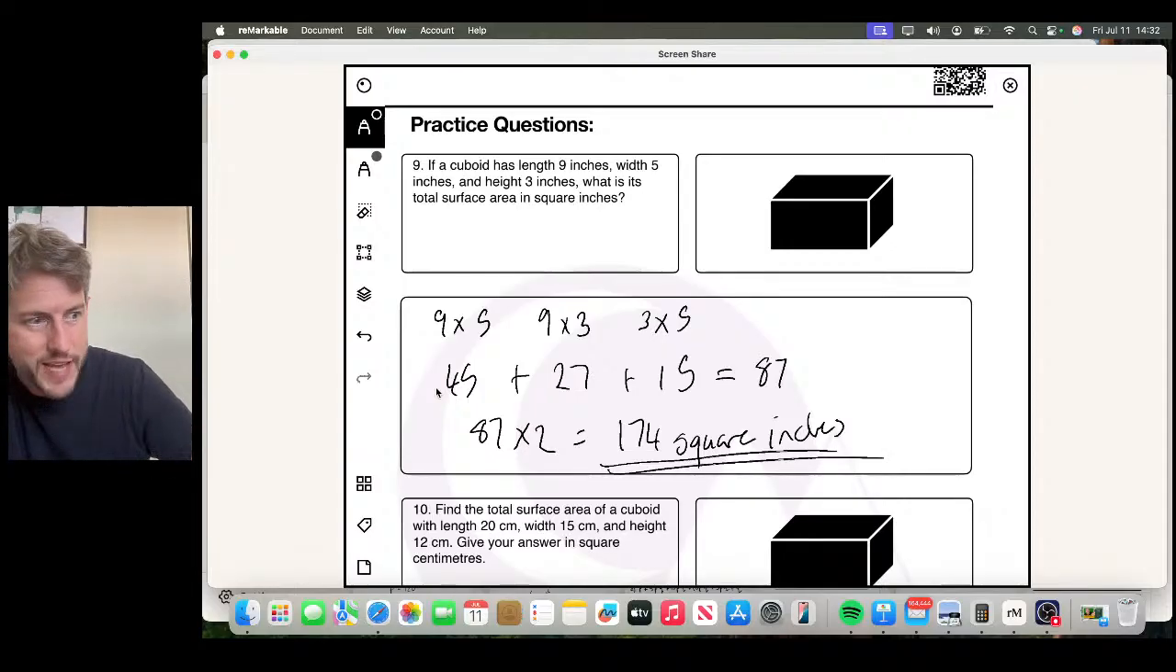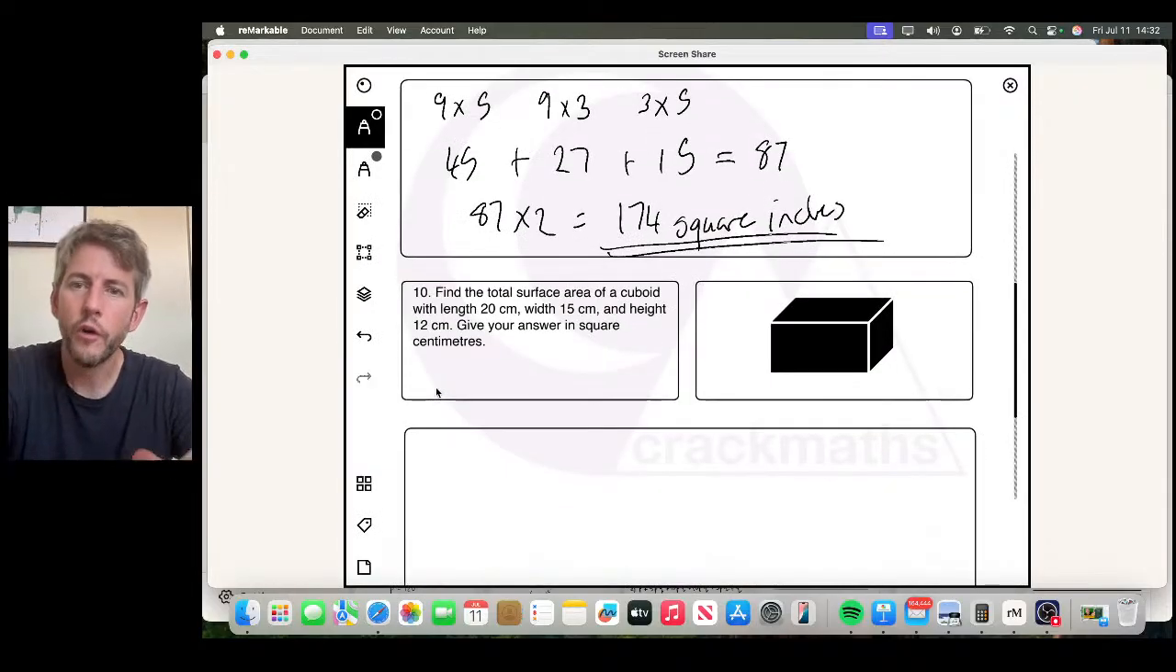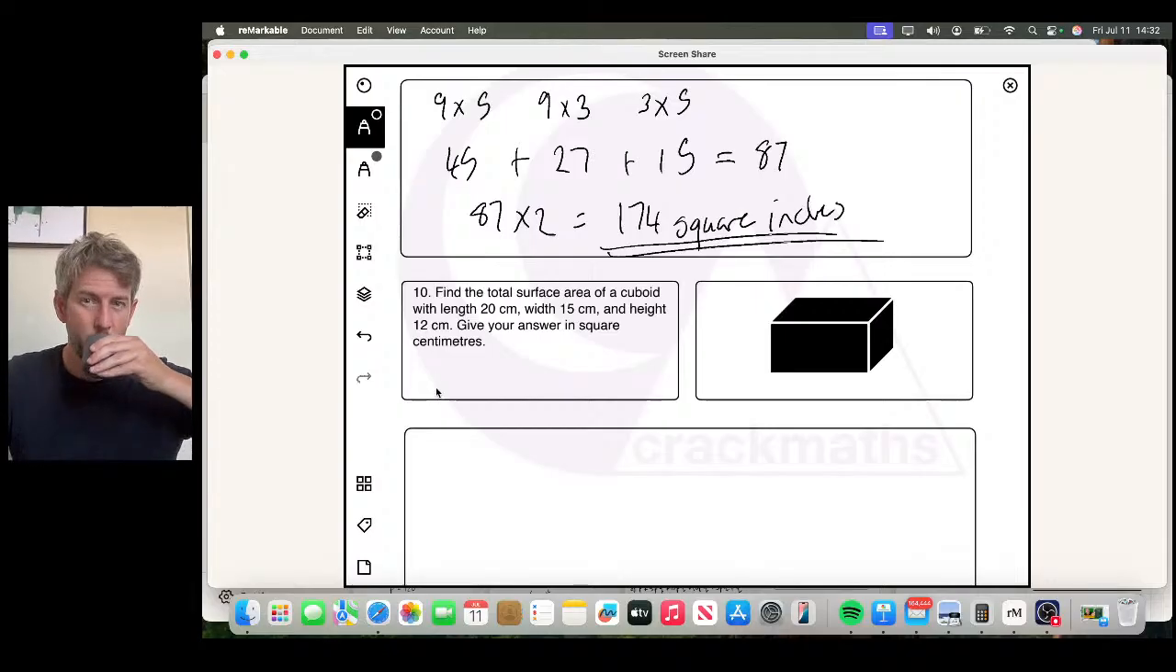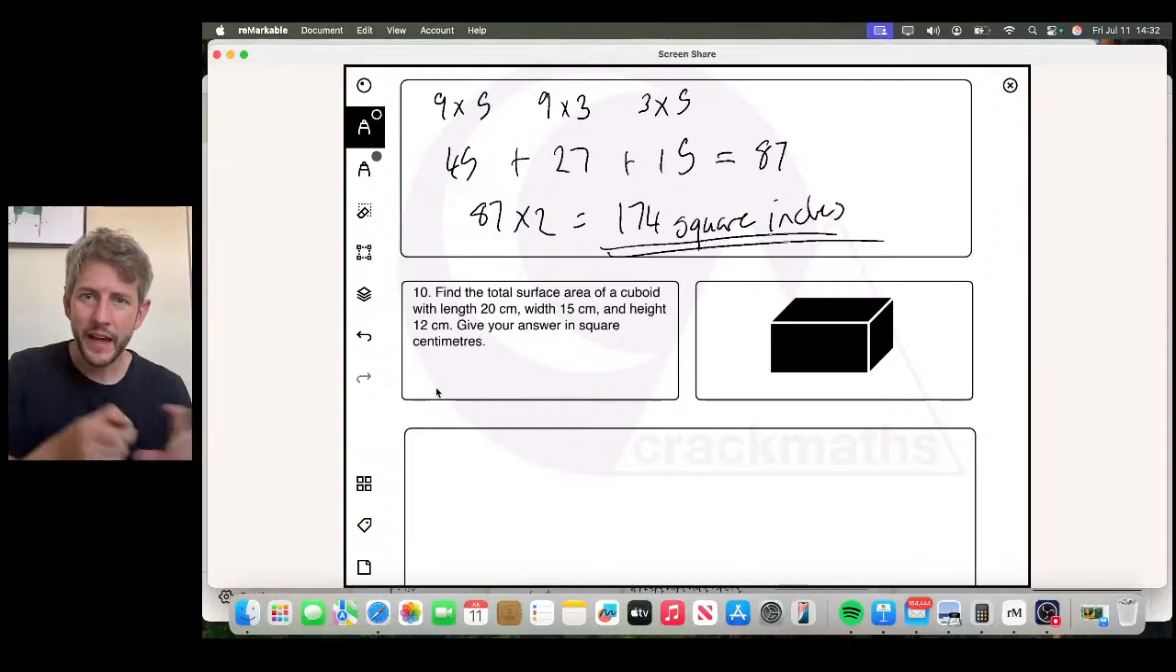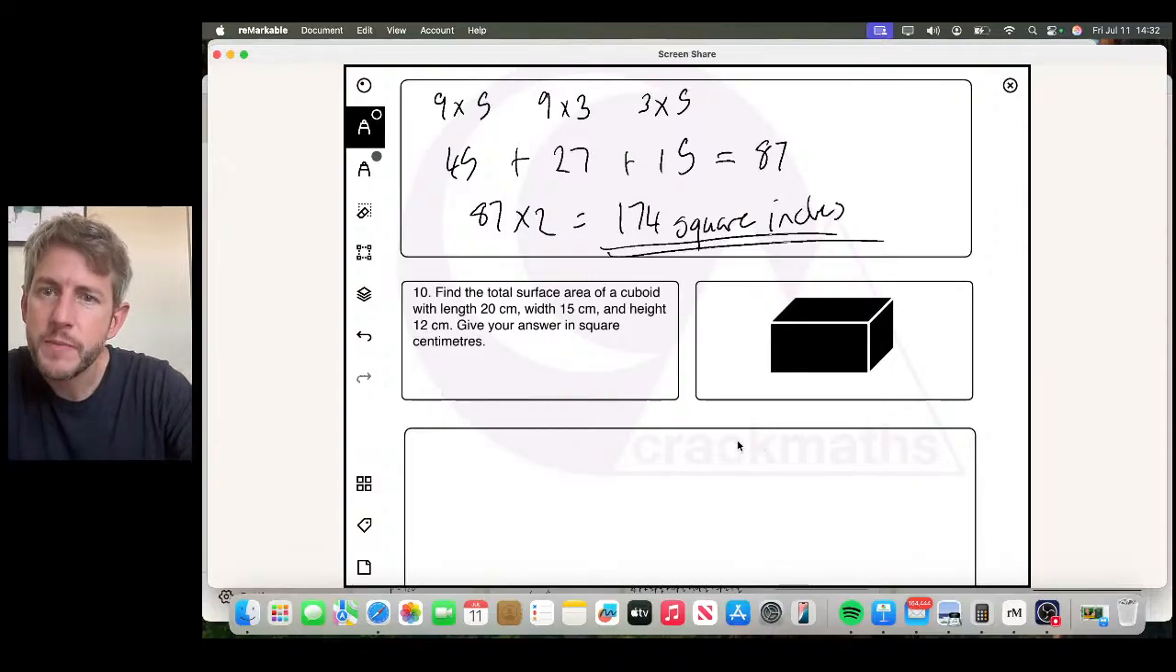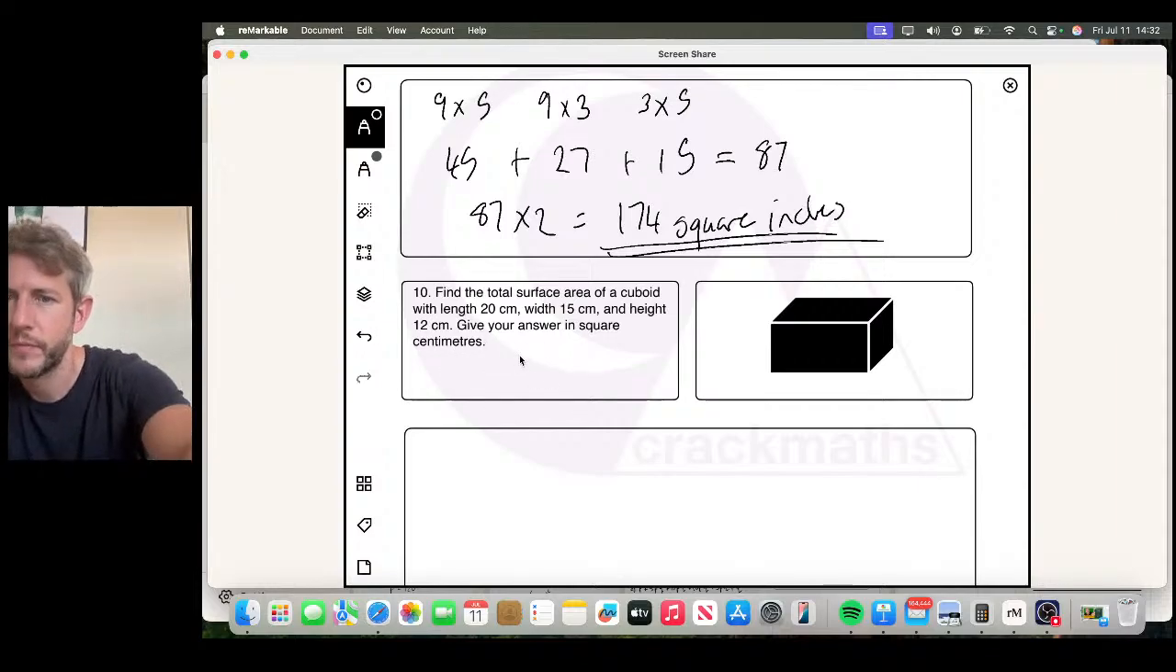Okay, and then question 10. We have got: find the total surface area of a cuboid with length 20, width 15, and height 12 centimeters. Give your answer in square centimeters. Okay, so let's sort that out here.